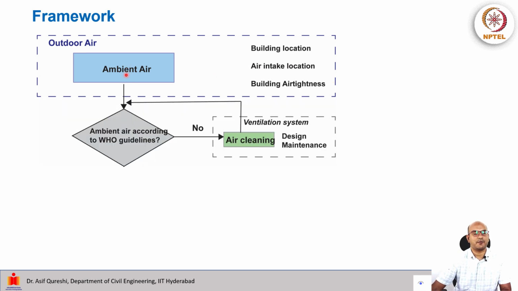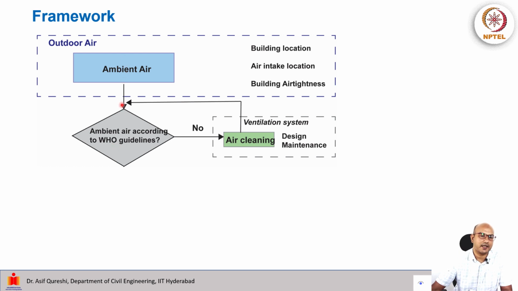So when we have ambient air, the next consideration is the ambient air itself according to WHO guidelines for such air. If no, then we have to go for some air cleaning. So the ventilation system itself must have some cleaning mechanisms, could be installation of filters, for example, or any other mechanisms. But if the outdoor air itself is of poorer quality, not meeting the World Health Organization guidelines, we must actually clean the air first before letting it inside.